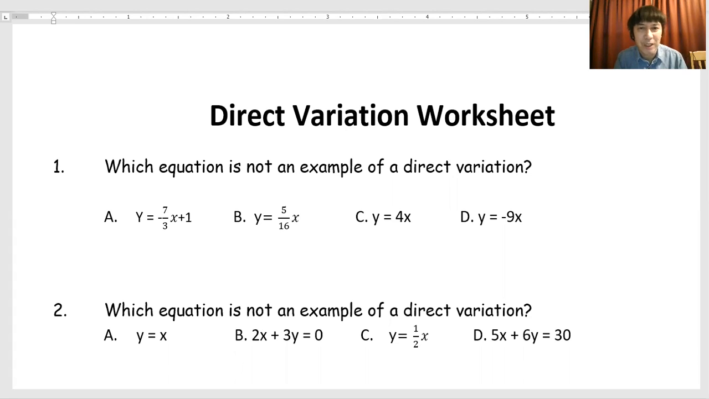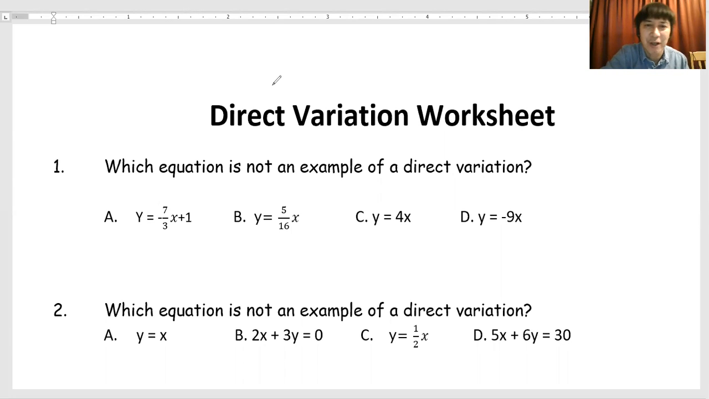Which equation is not an example of direct variation? In a direct variation, the graph of direct variation passes through the origin. Okay, it passes through the origin. So it's got to be something like this. We're going to do a little explaining about it.